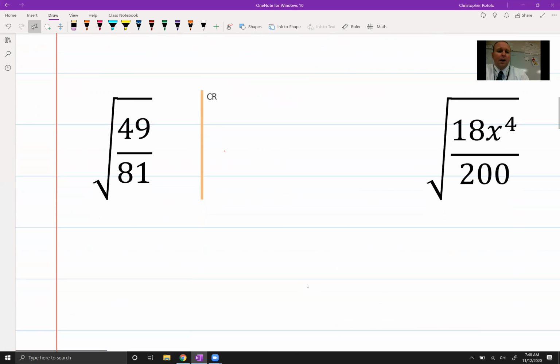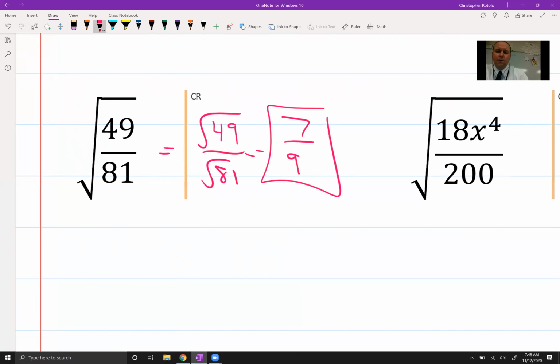I threw some fractions on here too. Keep in mind that if we're dealing with a fraction, I can deal with this as two separate ones. So what's the square root of 49? 7, good. And the square root of 81? 9. Okay, so we're kind of done with those.